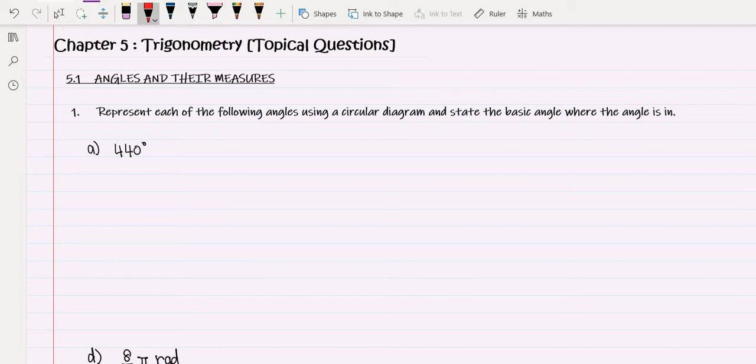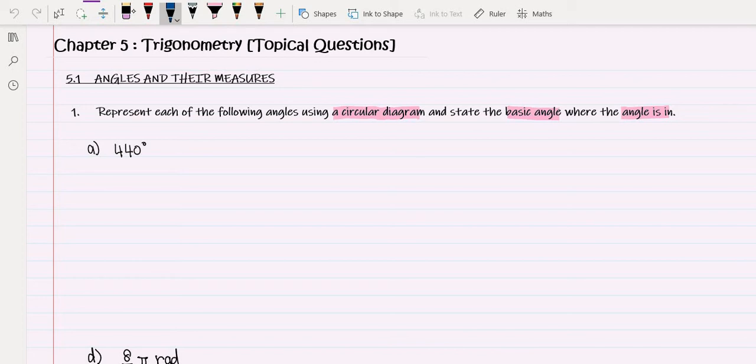For the first question, we need to represent the given angles using a circular diagram, and then we need to state the basic angle where the angle is located in. So for the first example, we have theta is equal to 440 degrees.